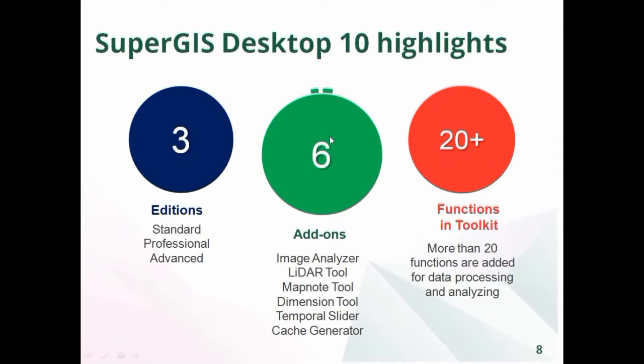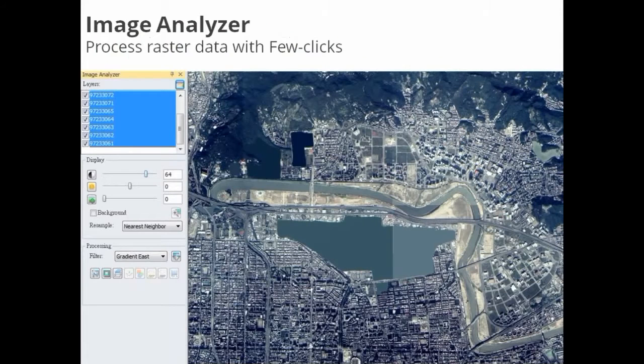Okay, I will focus on the 6 new add-ons today. From Image Analyzer to Temporal Slider are new add-ons in SuperGIS Toolkit. And for Cache Generator, the old version of SuperGIS Desktop supported Cache Generator, but we support the vector tile in SuperGIS Desktop 10. And the vector tile definitely makes a great difference from the old version. Okay, so the first one is Image Analyzer.